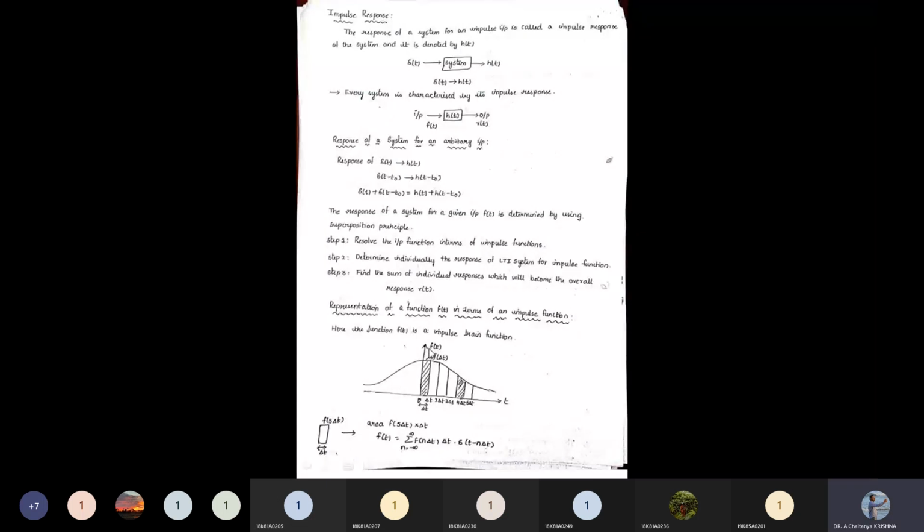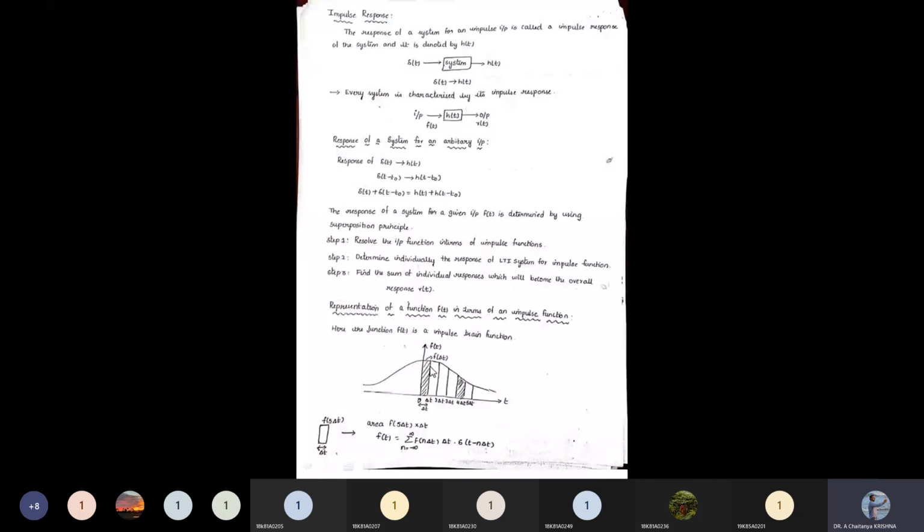Here f of t is a function and we can convert this function into some impulses, some pulses. The area of each pulse we can call as a del t, meaning 0 to del t, del t to 2 del t, 2 del t to 3 del t, 3 del t to 4 del t. Now this area we can call as one pulse.